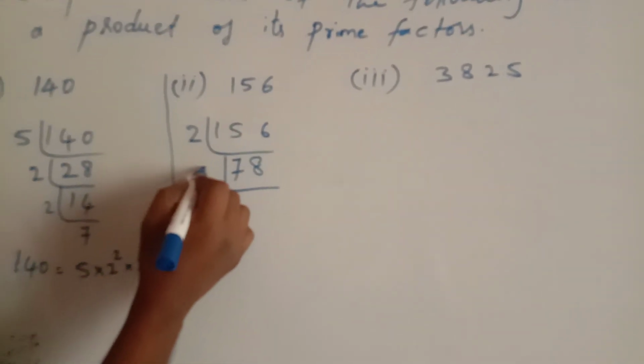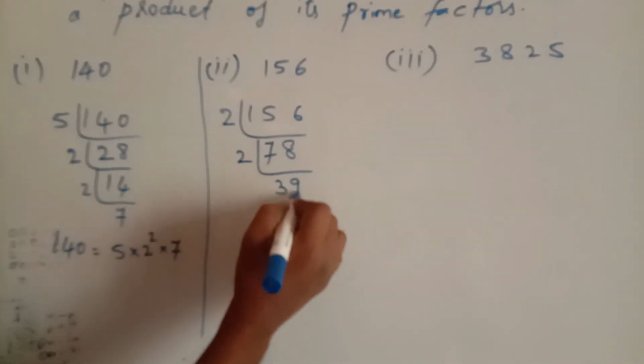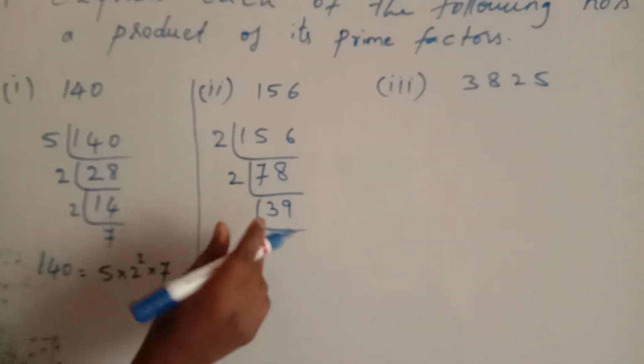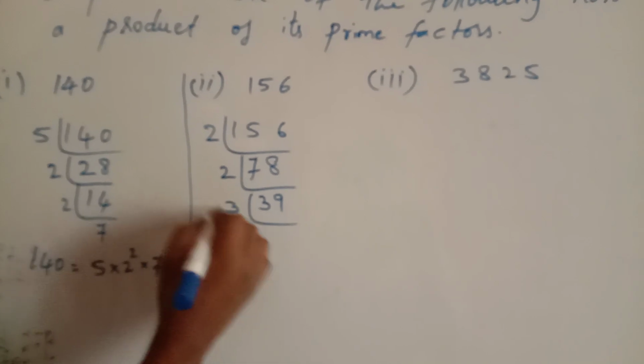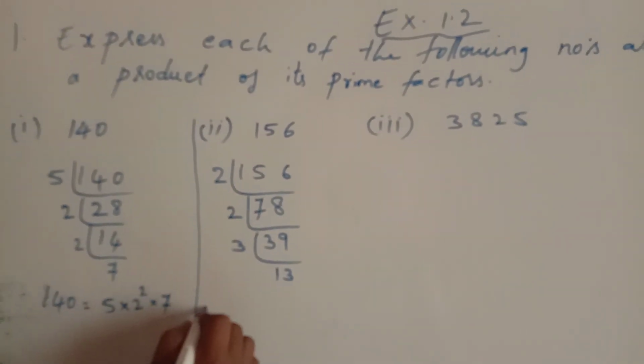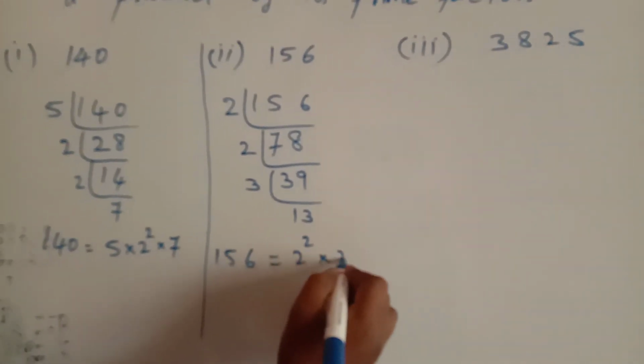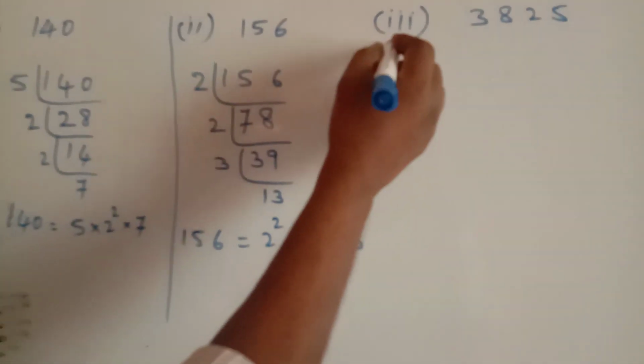Here also the last digit is 8. 2 table, 2 3s are 6, 2 9s are 18. So here 3 plus 9 is 12, so it is divisible by 3. 3 1s are 3, 3 3s are 9. 13 is a prime number. So 156 can be represented as 2 square into 3 into 13.